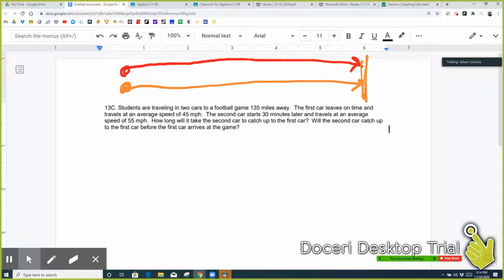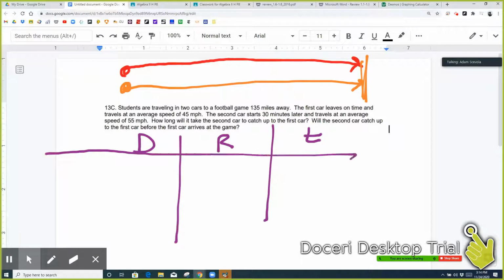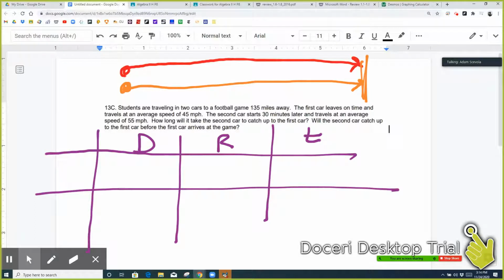So we'll make a little table here. We'll go distance, rate, and time. And you don't have to do it this way. This is just a way that I've found works in many, many scenarios. But don't feel like you have to do everything the same way that I do it.